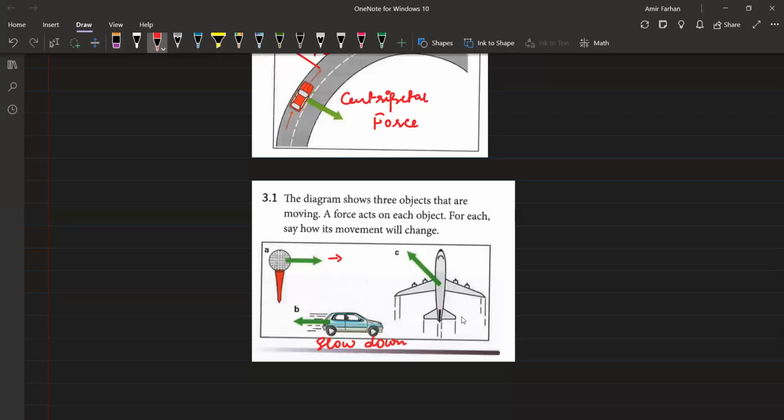Next thing, the aeroplane is going in this diagonal direction, and we are applying force diagonally left. So it will go diagonally left.